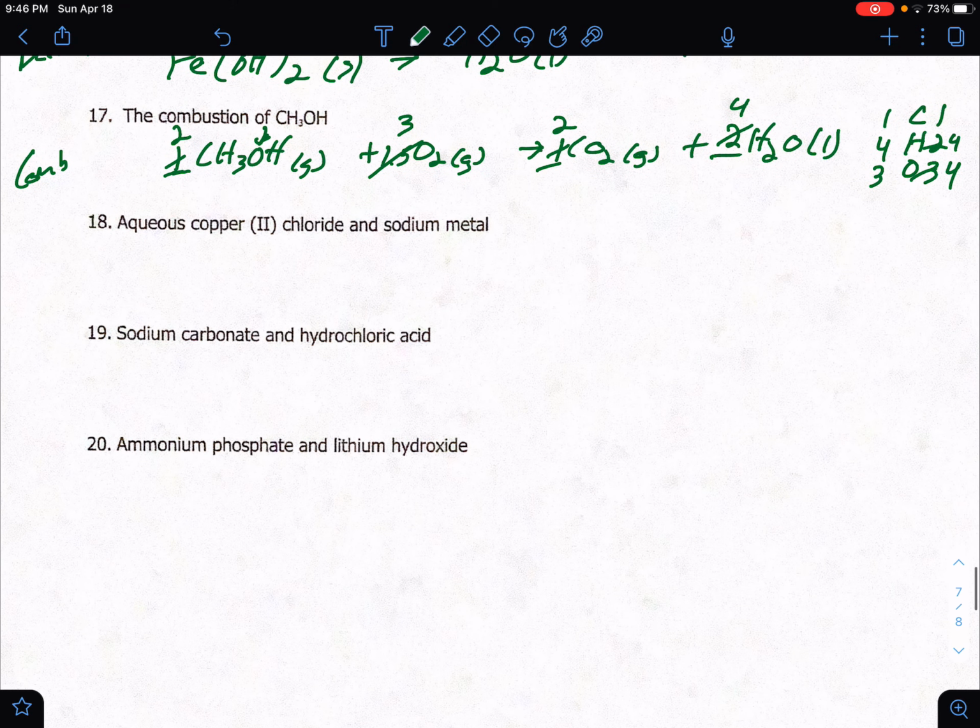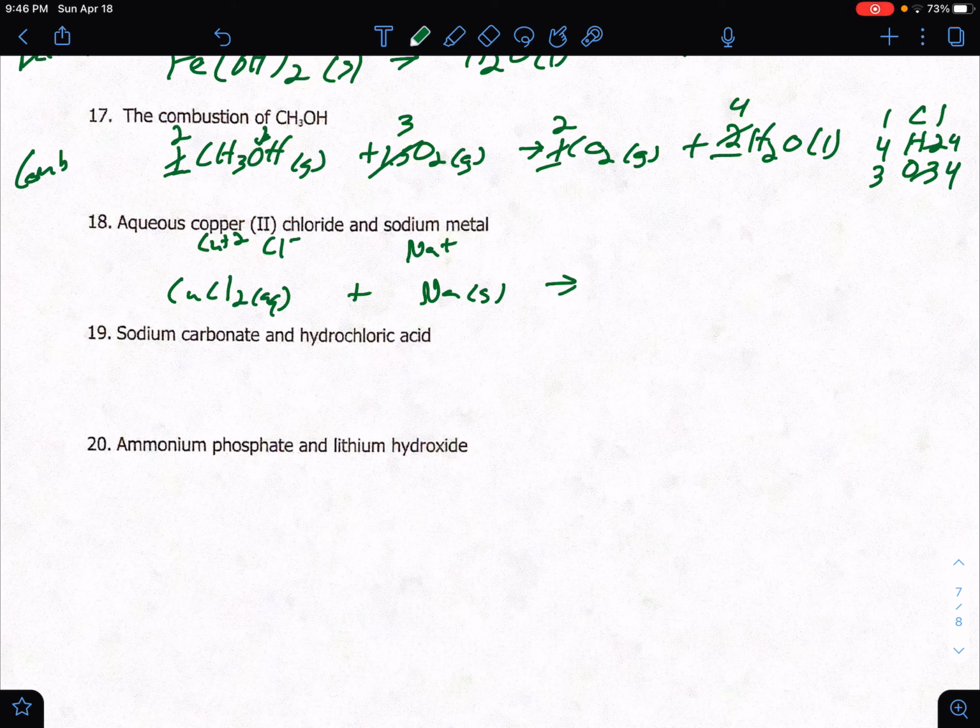Okay, few left. Aqueous copper 2 chloride and sodium metal. So aqueous copper 2 chloride, so Cu +2, chlorine with a -1, and sodium metal, Na with +1. So this becomes CuCl2, and we said this is aqueous, plus sodium metal, and that's going to be a solid by itself.